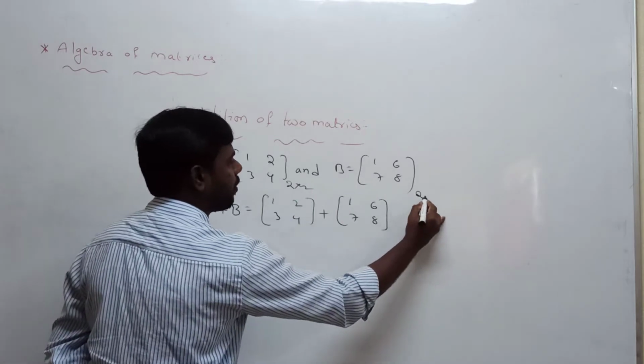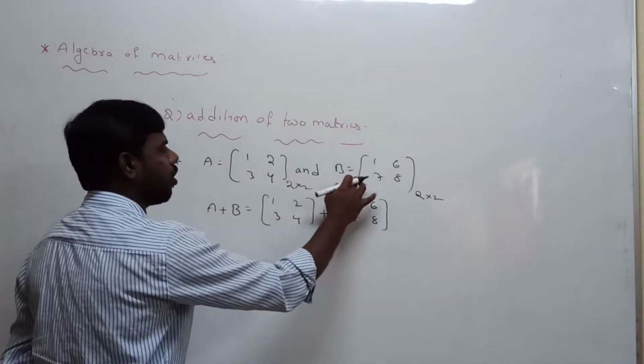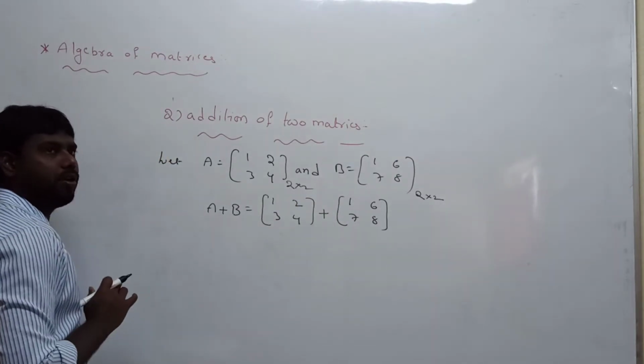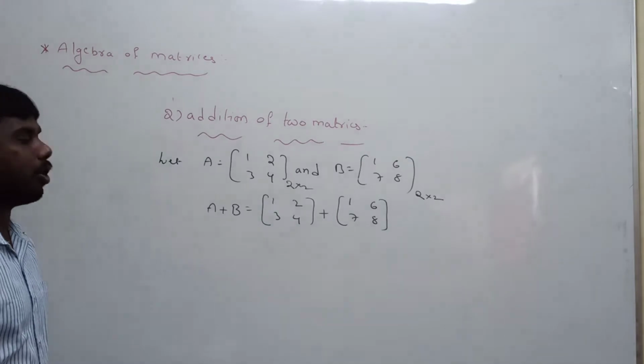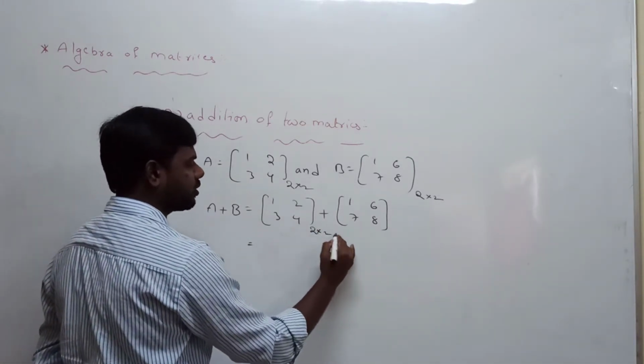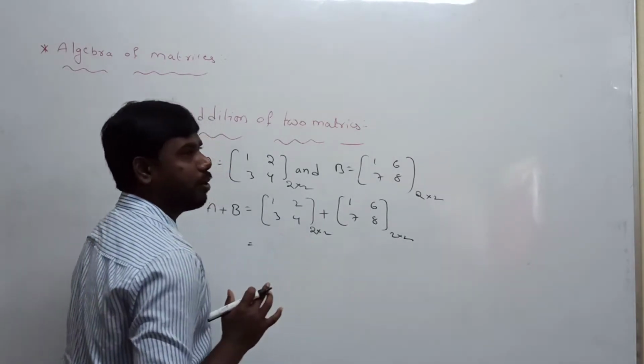The order of this matrix is 2 by 2. Let two matrices A and B be of the same order. Then the sum of the two matrices is also of the same order. Suppose we add them: this one is a 2 by 2 matrix, and this one is a 2 by 2 matrix. Finally, we get the same order.